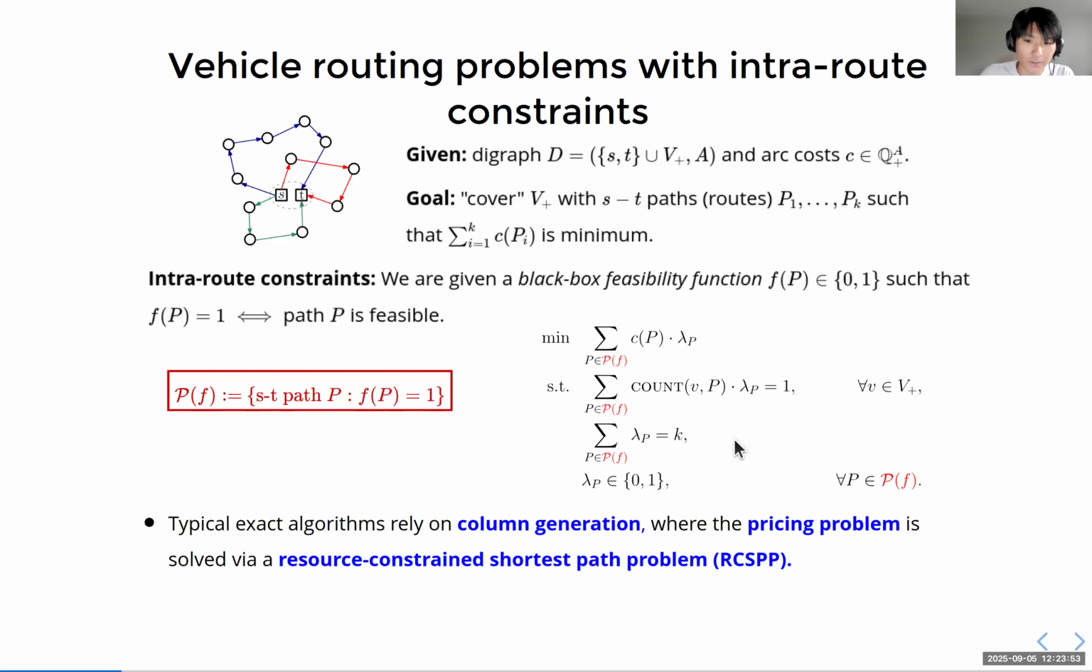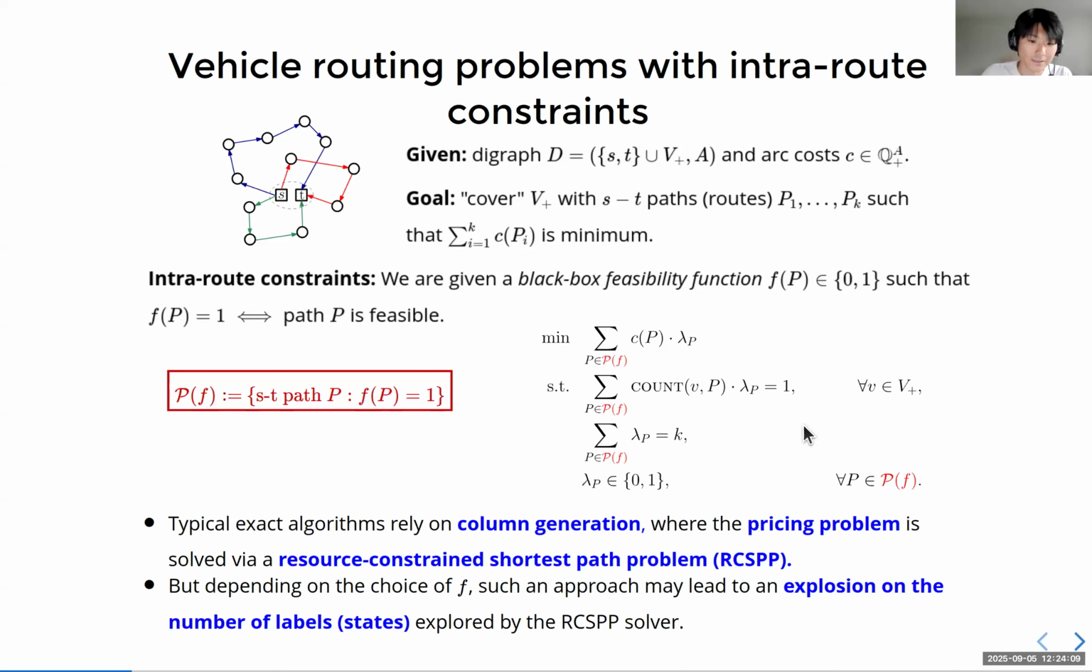As many of you know, we have too many variables here, so one would typically solve this formulation with column generation. In particular for vehicle routing problems, people usually model this pricing problem as a resource constrained shortest path problem. This works well in many cases, but depending on the choice of your feasibility function f, such an approach may lead to an explosion in the number of labels or states explored by the RCSPP solver. I'll detail this last point a bit better now.